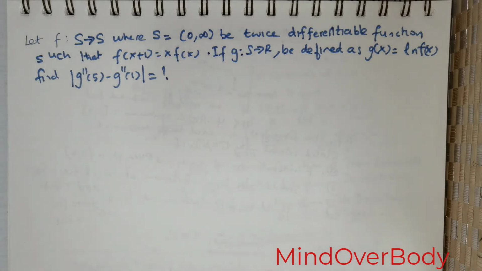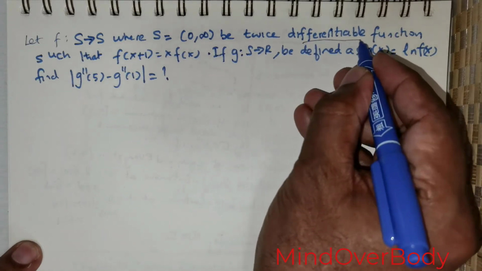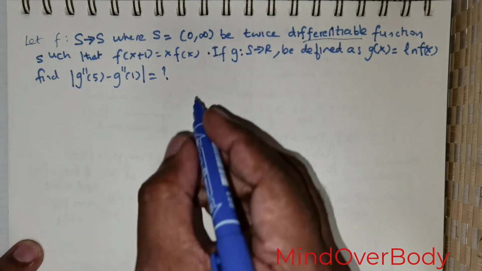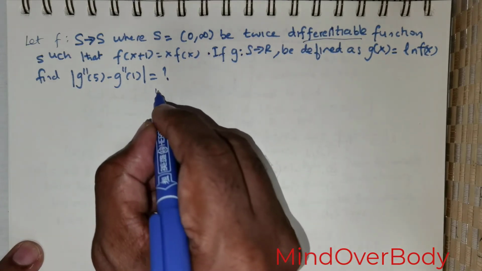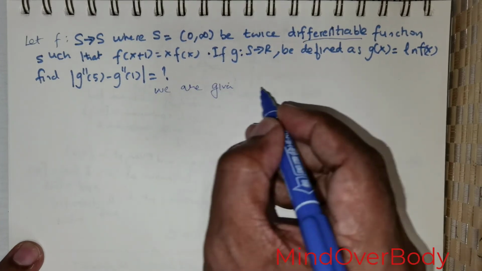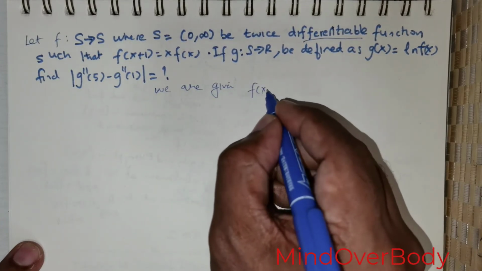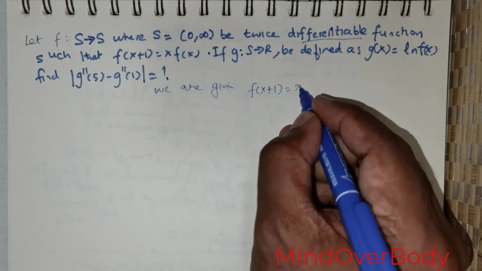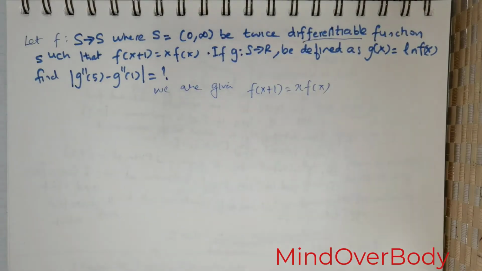So how are we going to do this? This is a question involving differentiation. Foremost, I will start off like this. We are given f of x positive 1 is equal to x times f of x. So this is what is given.